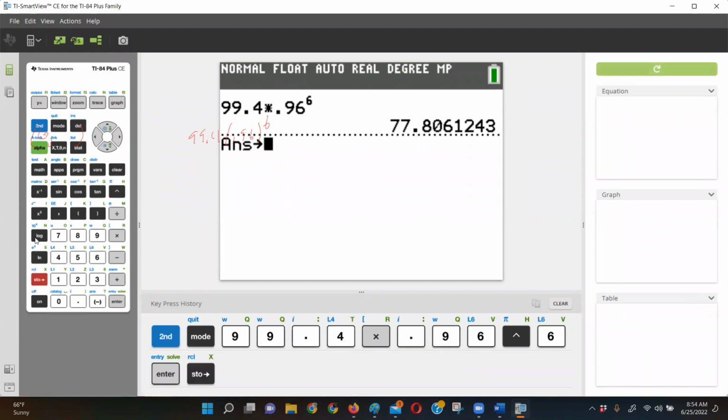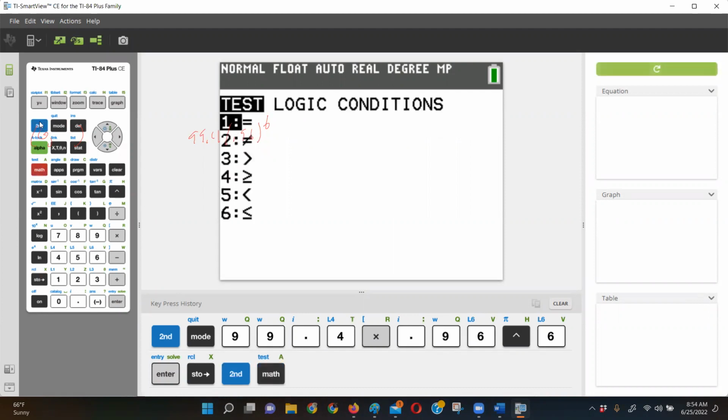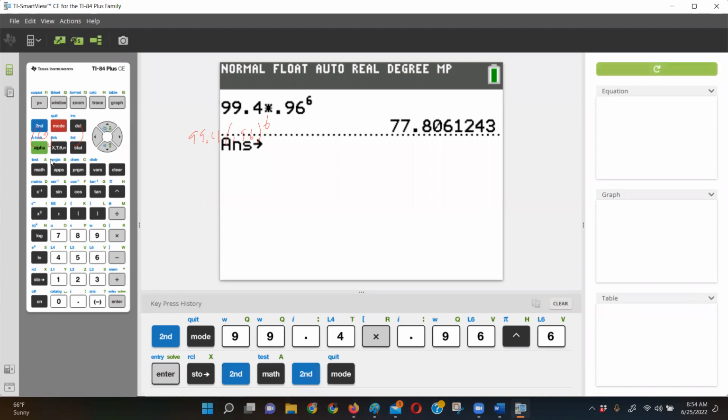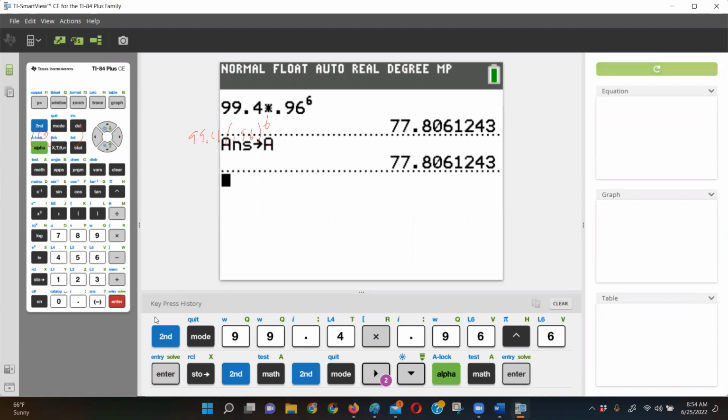So I'm going to store that in this calculator just so I don't lose it. I'm going to store this in alpha A. All right, so I've got that stored. So the first answer would be 70.